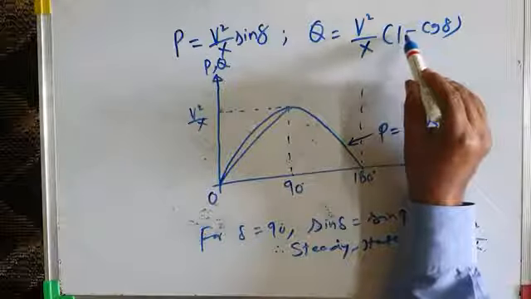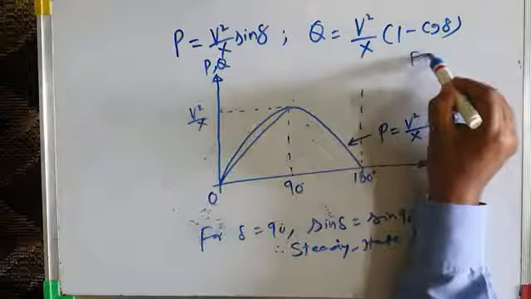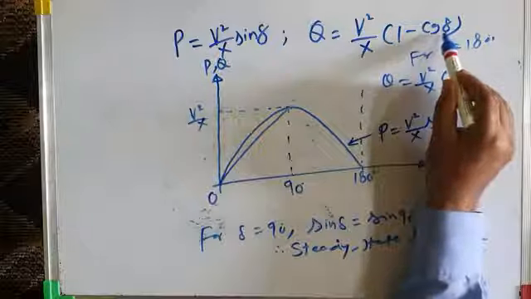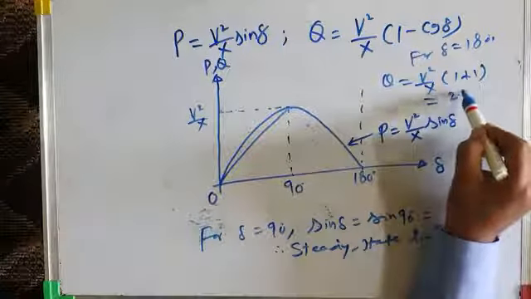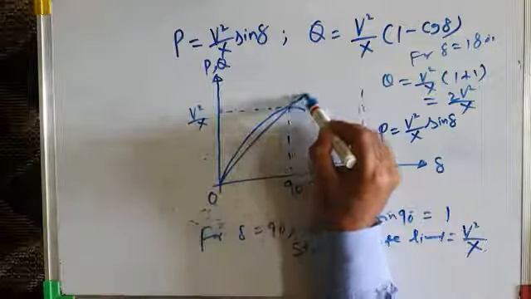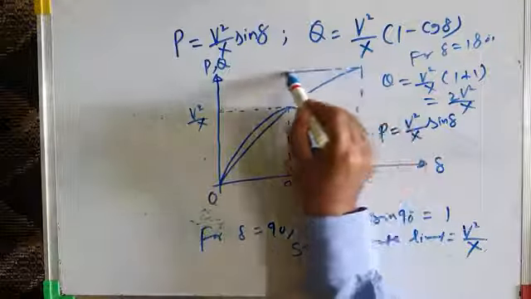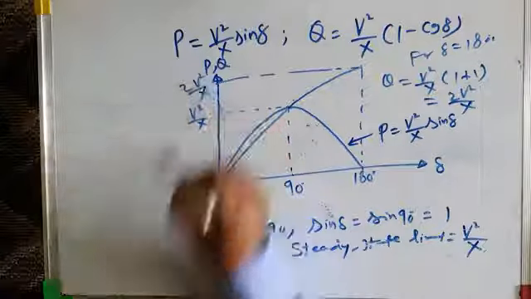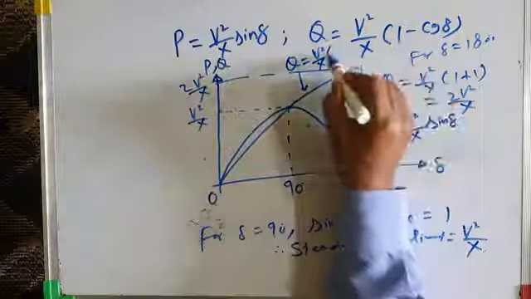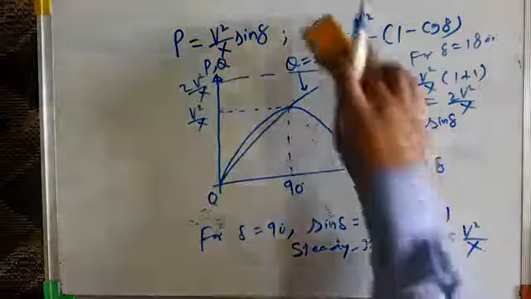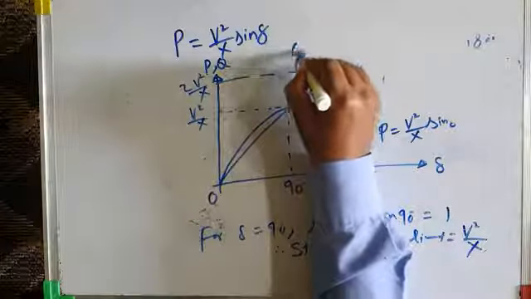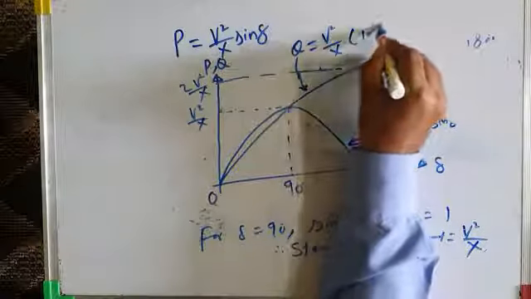Minus 1, minus minus is plus, so it is 2V square by X. For delta equal to 180 degrees, Q is equal to V square by X into 1 minus cos 180 degrees, that is 1 plus 1, that is equal to 2V square by X. And if this is V square by X, this will be your 2V square by X somewhere here. So this is reactive power flow over the line, Q equal to V square by X into 1 minus cos delta, given by this equation.